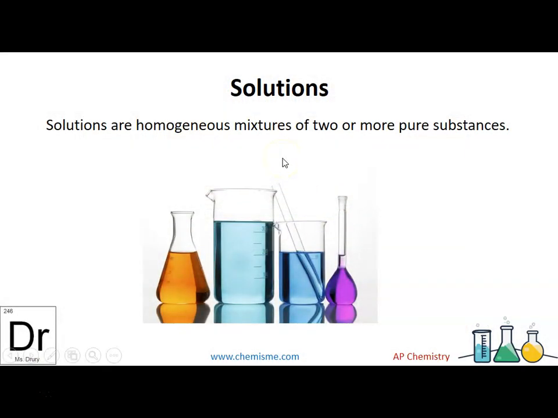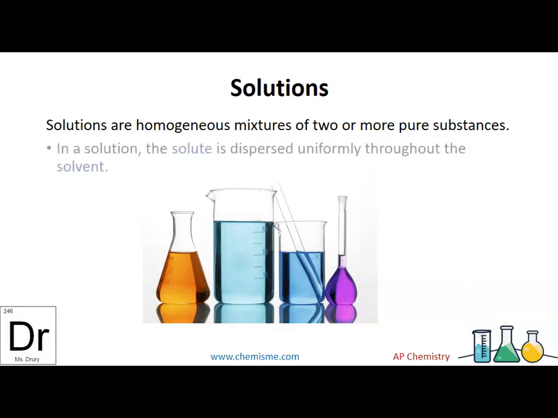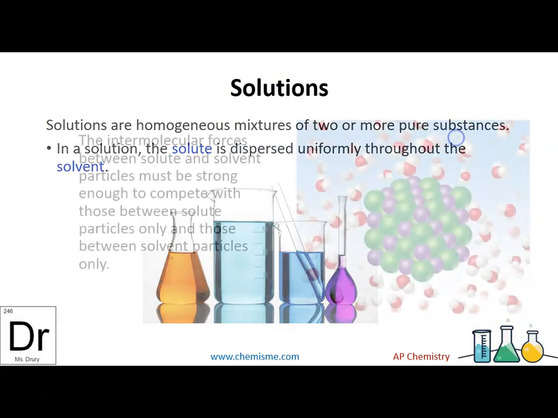So let's talk about what a solution is. Solutions are homogeneous mixtures of two or more substances. We can't see the parts with our eyes, but if you zoom in, they're a nice patterned material where it looks like repeating particles over and over, very evenly mixed. In a solution, the solute is dispersed uniformly through the solvent.